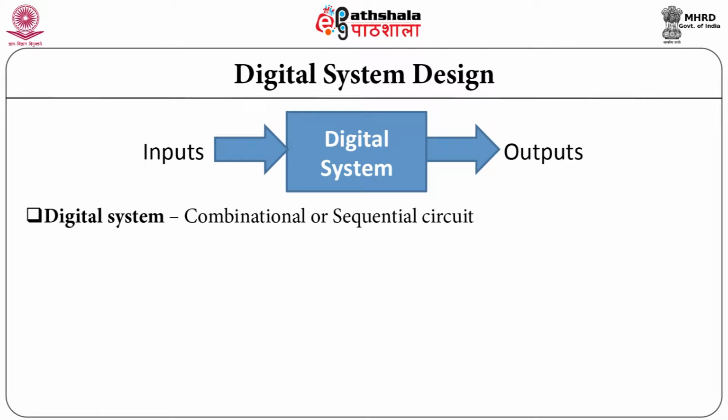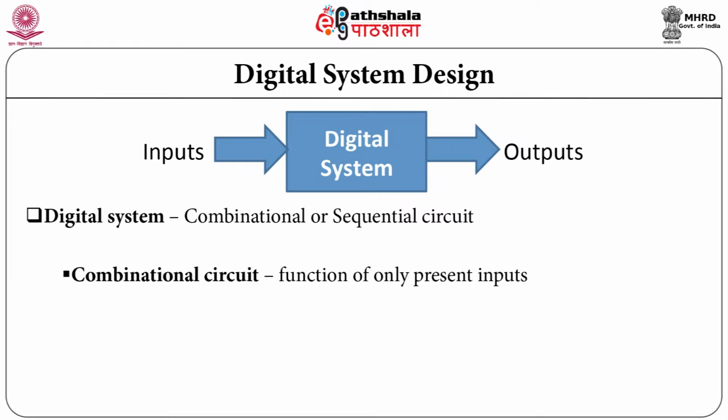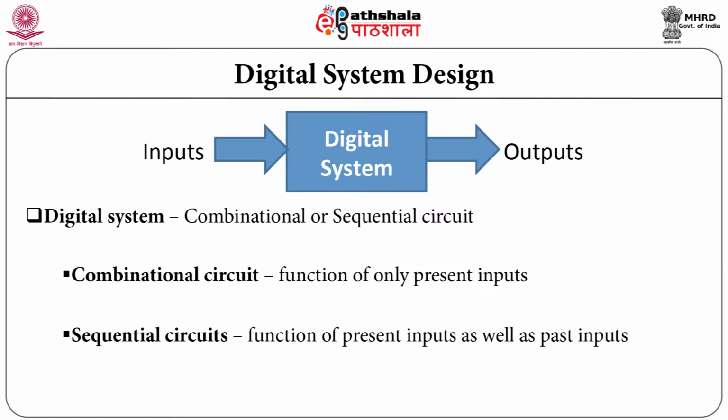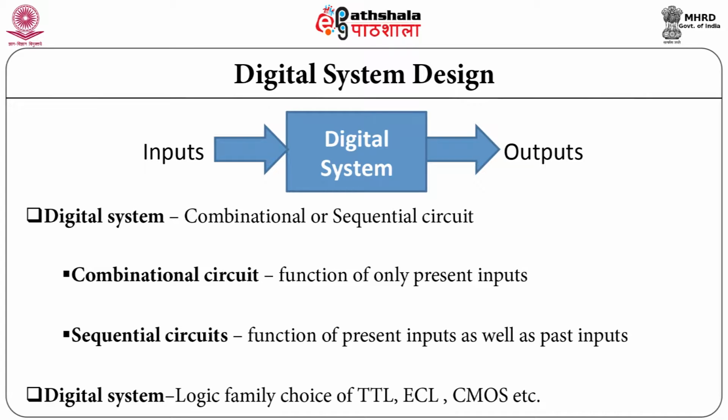Digital system can be either combinational or sequential circuit. Combinational circuit is basically the function of only present inputs and can be constructed using basic logic gates. Whereas the sequential circuit is designed mainly using the present inputs as well as the past inputs. It involves logic gates and memory elements. In addition, one can select technological options, that is TTL, ECL, CMOS, based on their relative advantages and disadvantages.